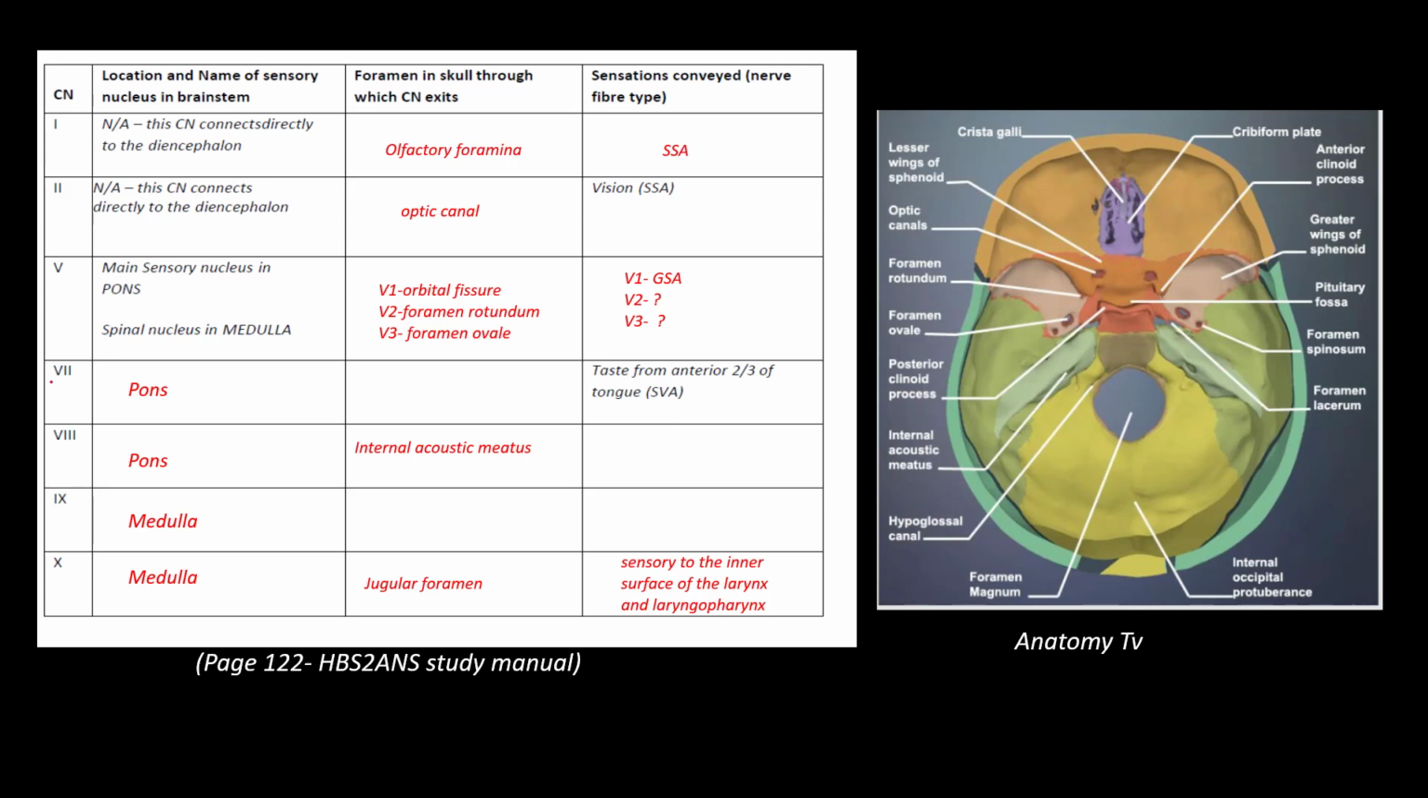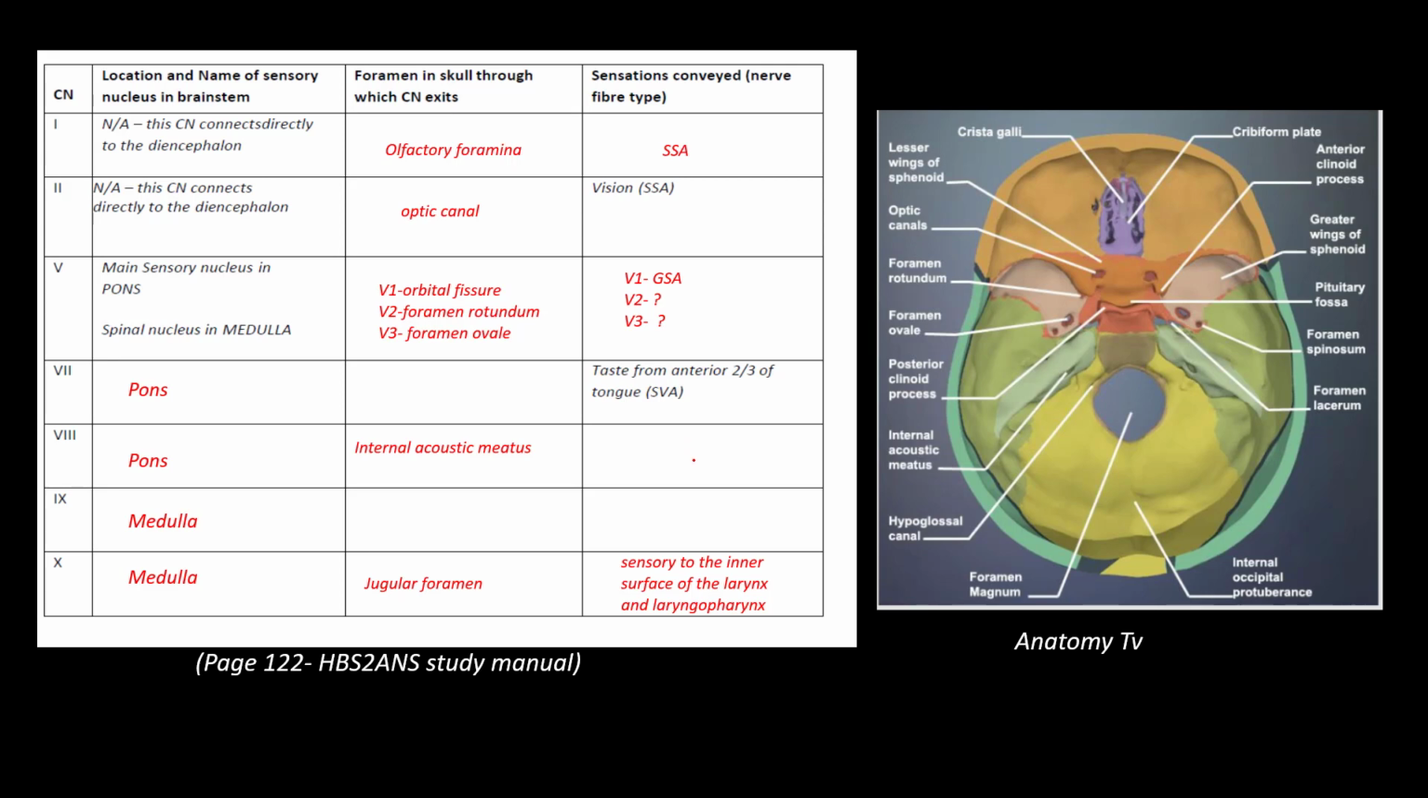Let's take, for example, cranial nerve 7, which is the facial nerve. As I just said, it emerges out through the pons. Therefore, the location of the sensory nucleus is the pons. The foramen through which it exits the cranial cavity is the stylomastoid foramen, and then it would have specific functions.